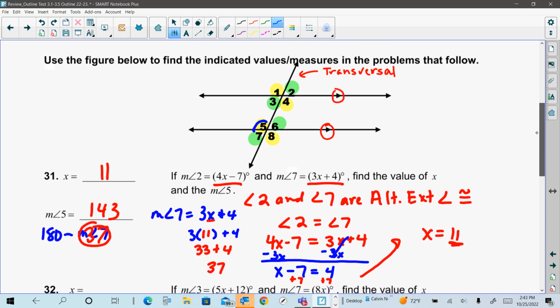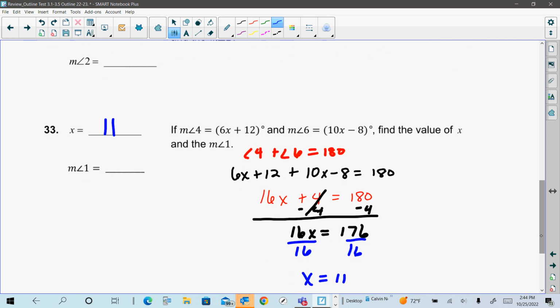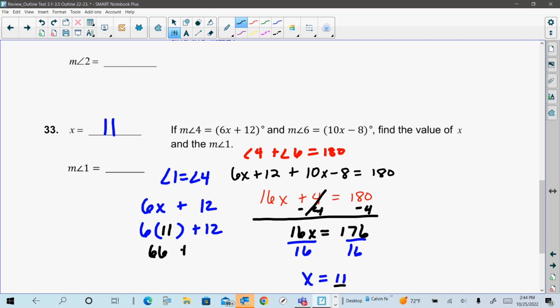Now look at angle 1. Angle 1 and 4 are the same color, so they're congruent. They're vertical angles. So I know whatever angle 1 is going to equal whatever angle 4 is. So all I need to do is plug it into angle 4, which was that 6x plus 12, which means I'm doing 6 parentheses plus 12. And inside, I'm plugging in that 11 for the x, because that's what our x came out to be. So we have 66 plus 12, which comes out to be 78.